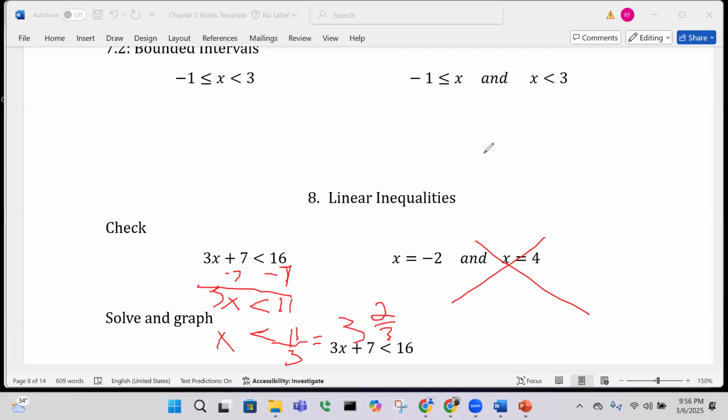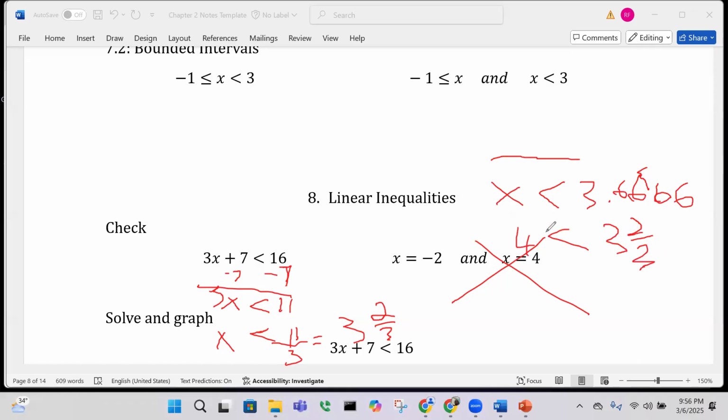Anything that's less than, so x is less than 3.666666. That's what that means. x is less than 11/3. So therefore, 4 is not in the set because x is 4, meaning 4 is less than 3 and change, and that's not true. 4 is not less than 3 2/3. So that means it's not true. 4 is not in the set.